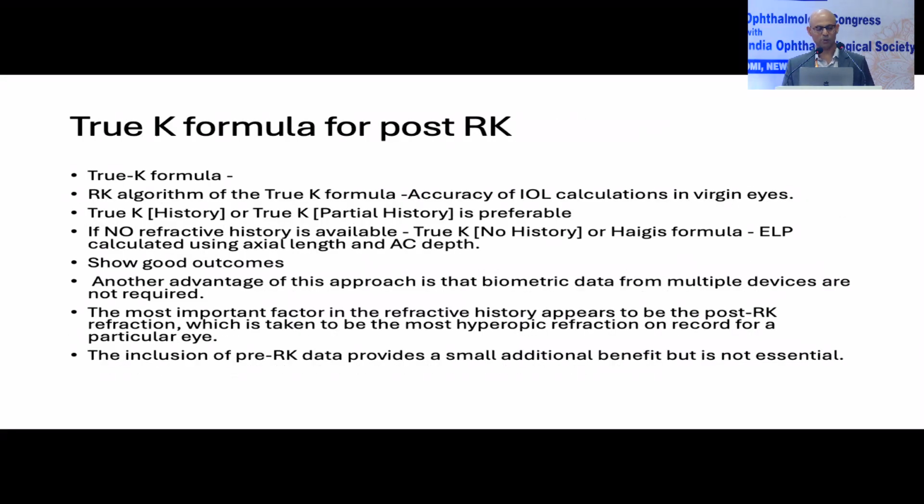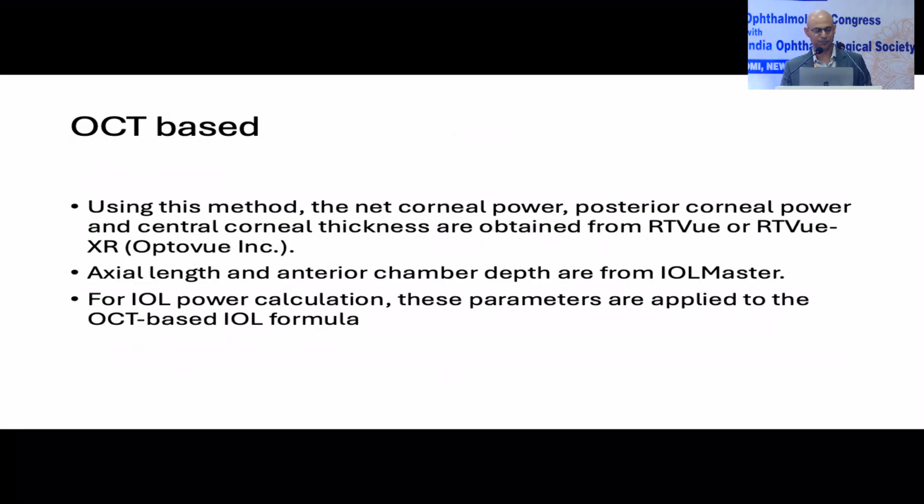So the True K formula is probably very useful especially if you have clinical history. So either complete history or partial history formula is preferable if you have historical data. If you don't have refractive history, then you can use the True K no history or the Haigis formula, where the ELP is calculated using axial length and anterior chamber depth.